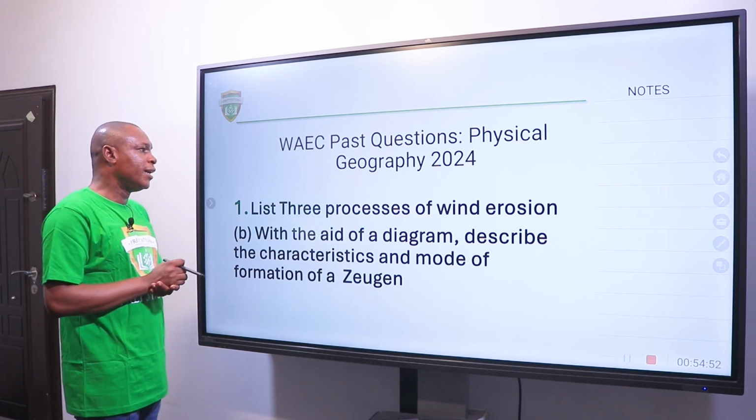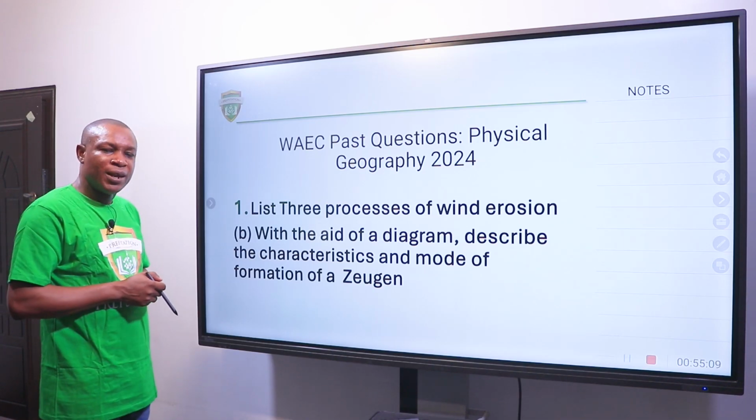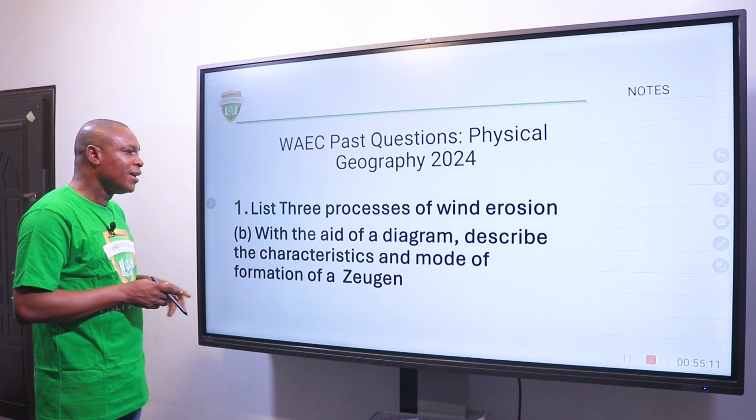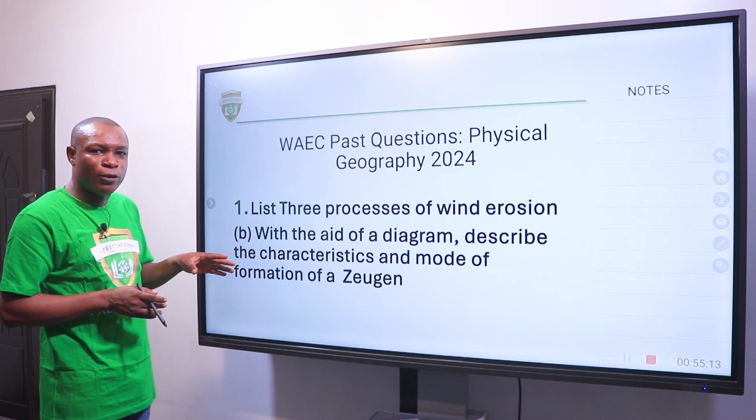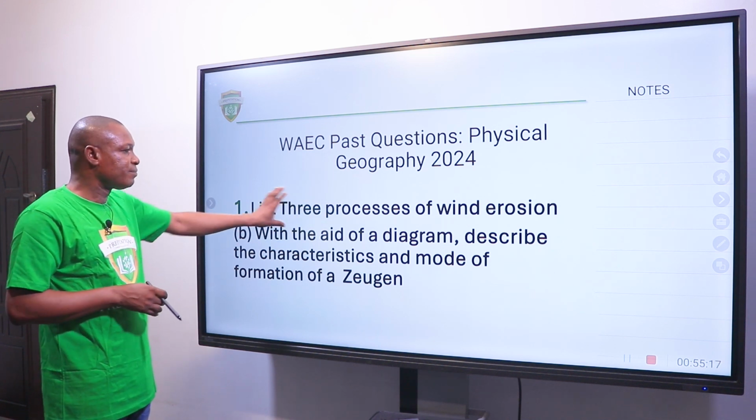The next question here: list 3 processes of wind erosion, and with the aid of a diagram, describe the characteristics of and mode of formation of a zeugen. This question has to do with wind erosion. And the zeugen we are talking about is a desert landform associated with wind erosion.